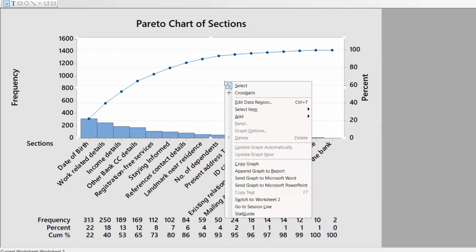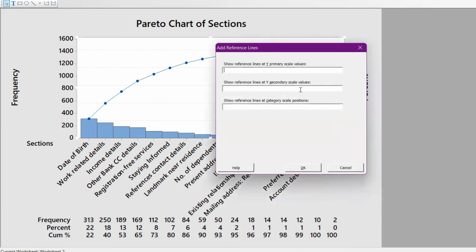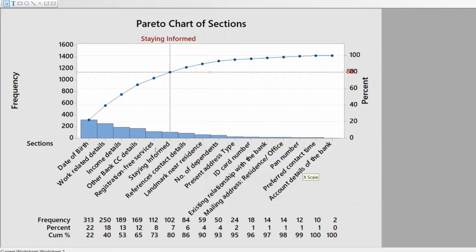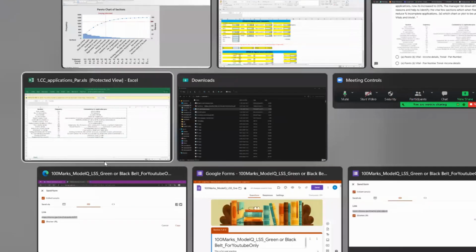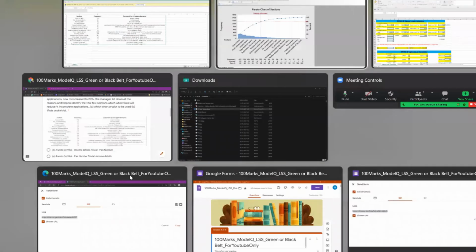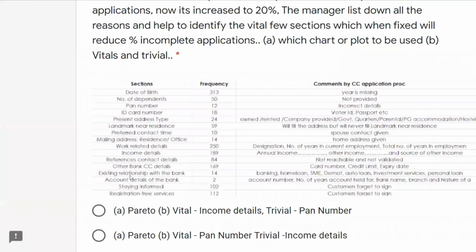So once again, I will drop this chart, go to reference line, and then you give 80, and then you have 6, and you can click OK. And you can see here, this is vital and trivial, and this one is income details. These are the options we had given. Income details comes in vital. The other things come in trivial. So this is the right answer.